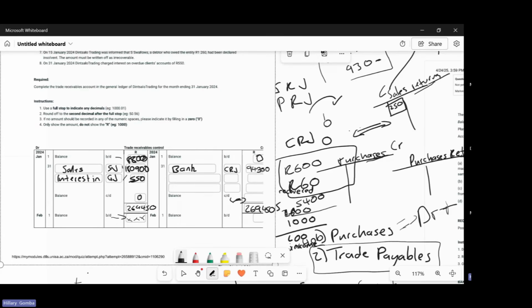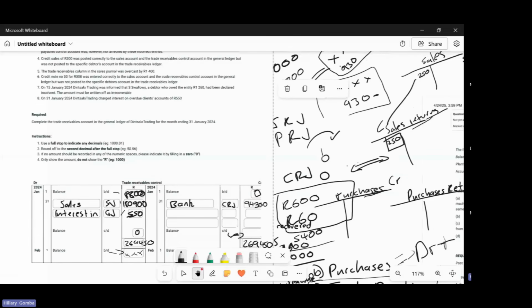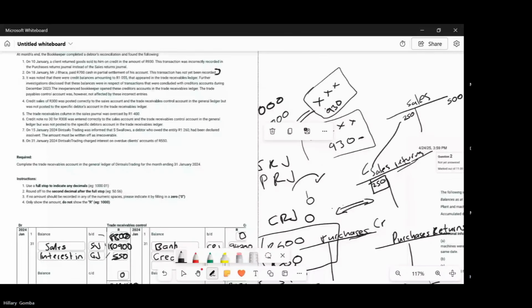No one. Okay. If there is no one, then the other account that affects the credit side of the trade receivable control account is your credit losses. Remember, they told us about the credit loss, Swallows Dada, which is number 7. On 15 January 2024, Dicello Trading was informed that Swallows Dada, who owed the entity 1,260, has been declared insolvent. So that amount needs to be recorded where? On the credit side.